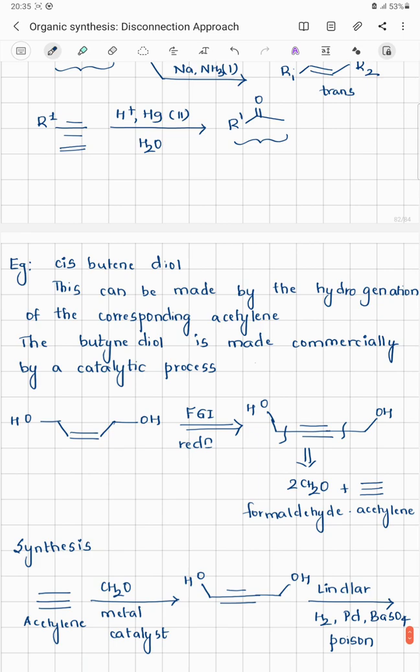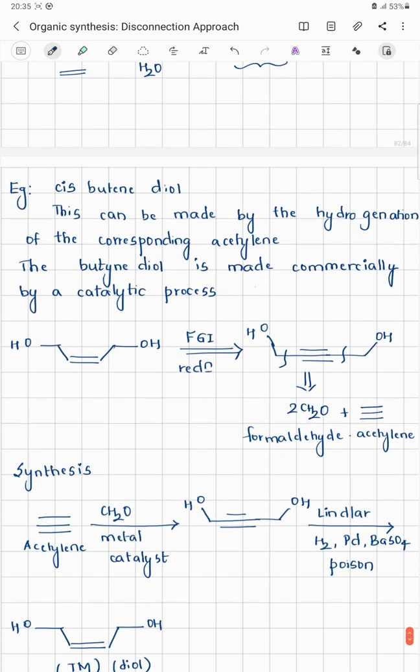Now if I want to look at an example, for example, a cis butene diol, this can be made by the hydrogenation of the corresponding acetylenic system. The butyne diol is made commercially by a catalytic process. Now when I say I want to synthesize this target molecule, a cis butene diol, how will I do a retrosynthetic analysis?